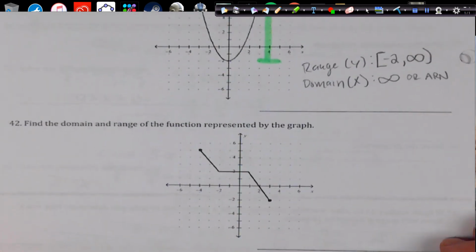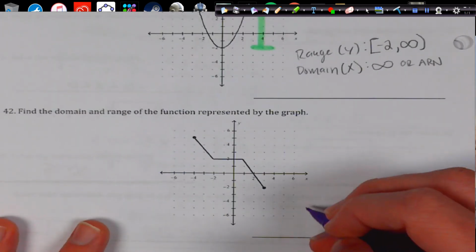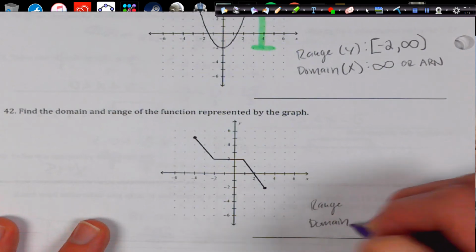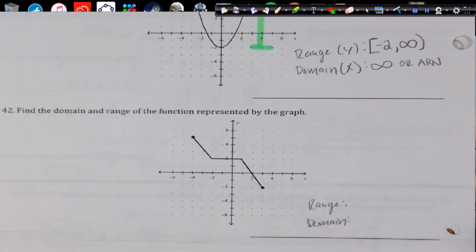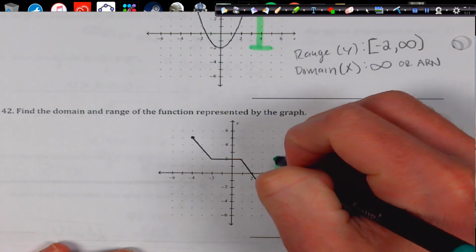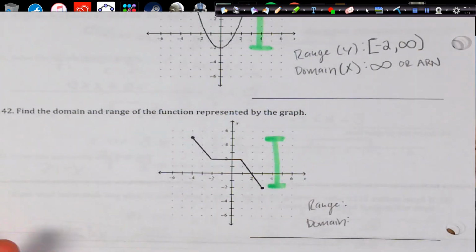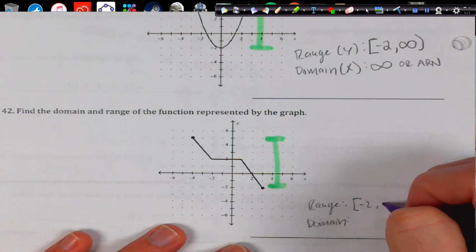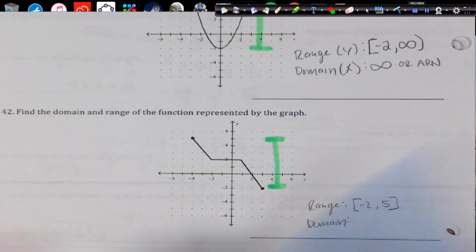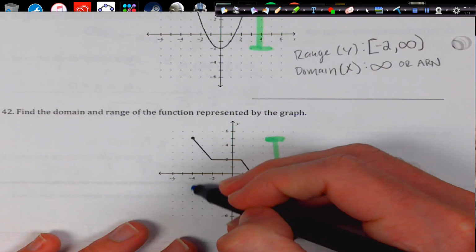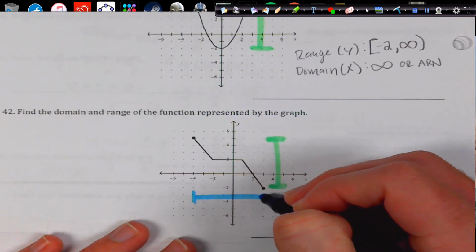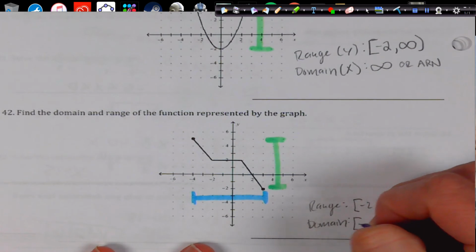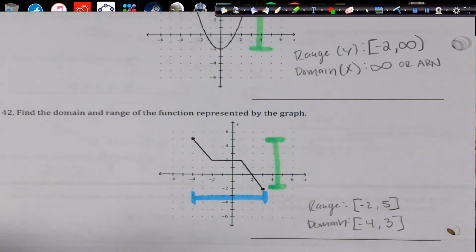Number 42 is a little bit easier actually because it has specific constraints to it, unlike the other one above. And to find our range, it's going to go from negative 2 up to 5. So bracket that, negative 2 up to 5. And the x value is going to go from negative 4 all the way up to positive 3. Negative 4 to positive 3.